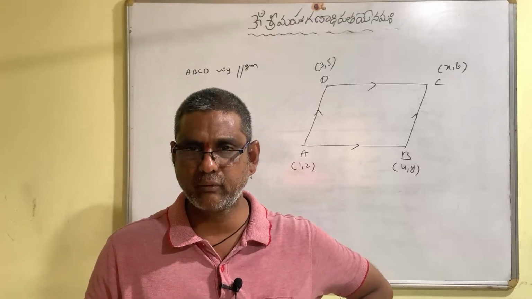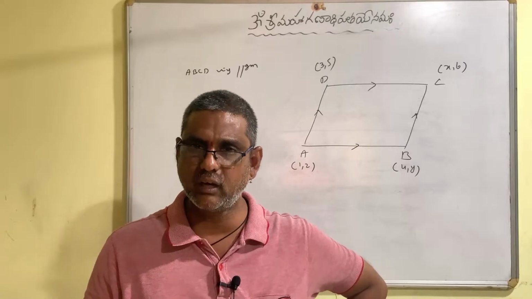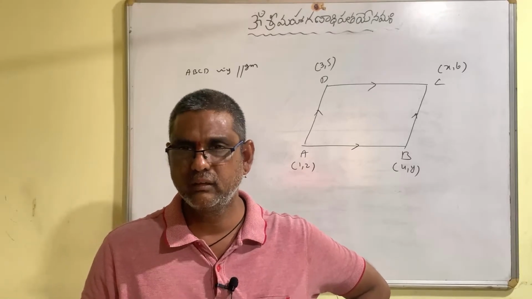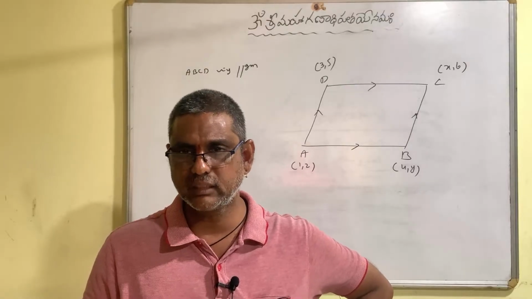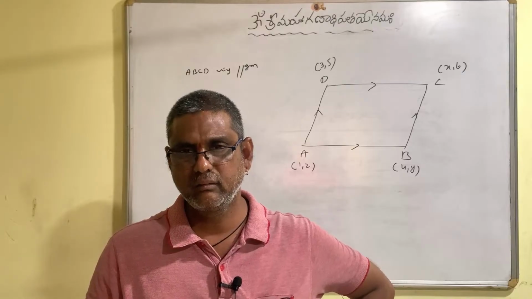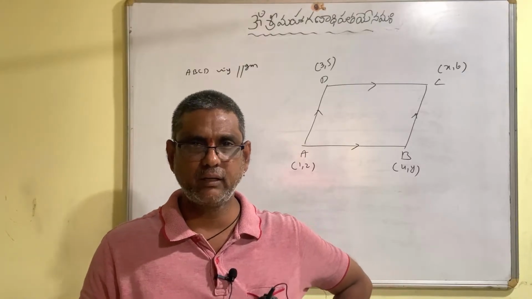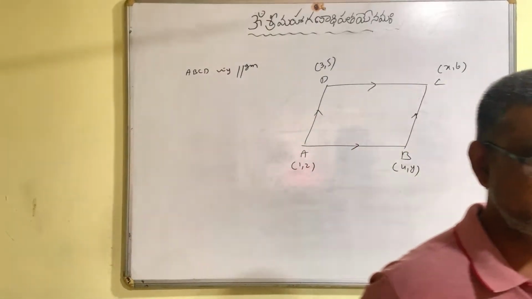Opposite angles are also equal. Okay, opposite sides are equal, opposite angles are equal, diagonals are not equal, yes, correct. Consecutive angles are supplementary, correct, very good. What else? Two more important properties are there. You are not saying them.